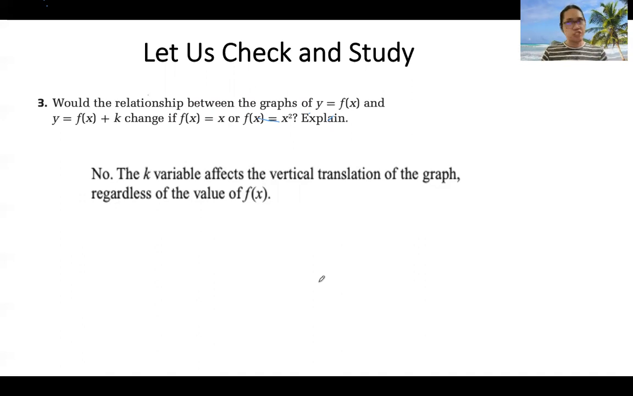It will never change at all. They are always congruent, even if you translate or transform the parent function into a new image or new function. Please take note that whether you transform the parent function or base function into another image or another function, it will still be congruent. Do not forget that one very important concept.